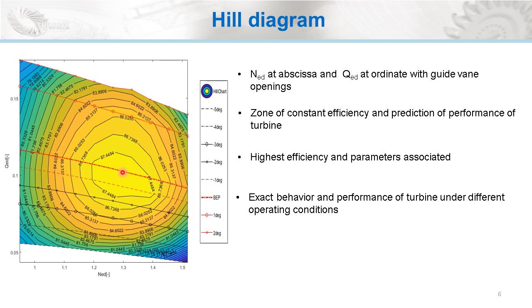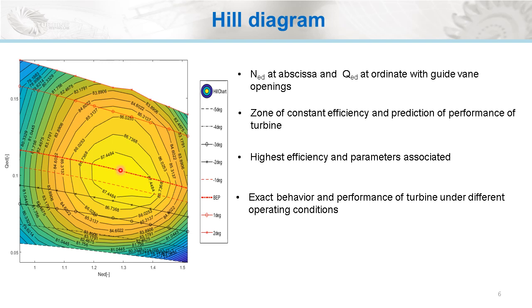The generation of hill chart for Francis turbine involves the plot of dimensionless speed factor NED at abscissa and dimensionless discharge factor QED at ordinate along with defined guide vane openings. Hill chart also tells us about the exact speed of turbine at which the best efficiency is obtained for a specific guide vane opening. For a specific guide vane opening, we can find out the best efficiency.